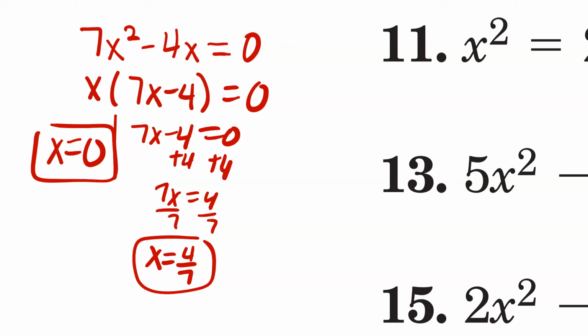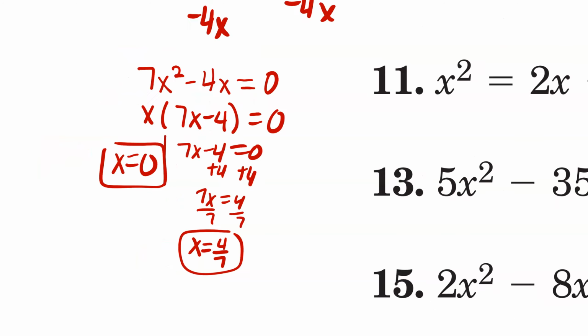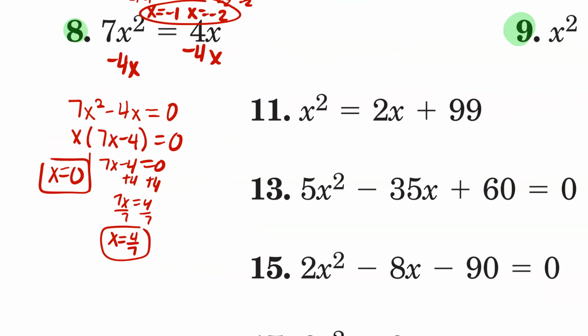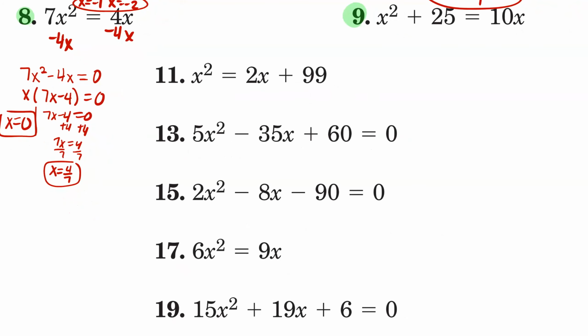So number 9, what's the actual very, very first thing we must do? Get everything on the same side. Then we can go through and see if we have a greatest common factor and factoring and stuff like that. Okay, so I'm gonna scroll out a little bit. The very first thing I must do is move this to the other side. So now I have x squared minus 10x plus 25 equals 0.